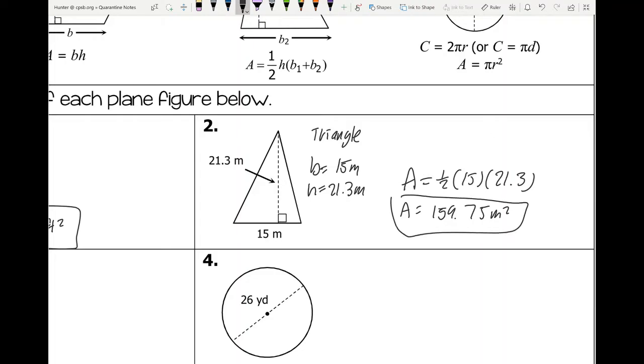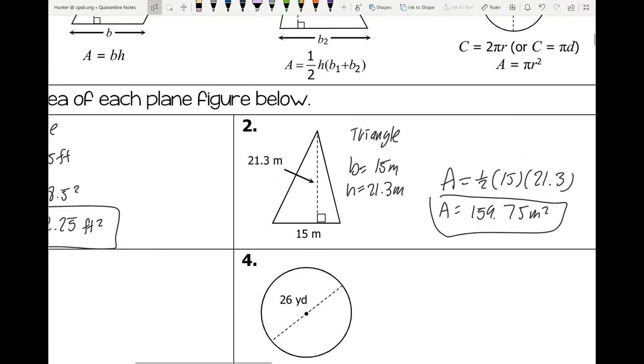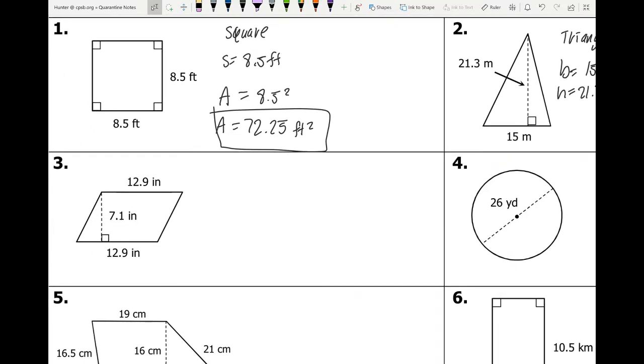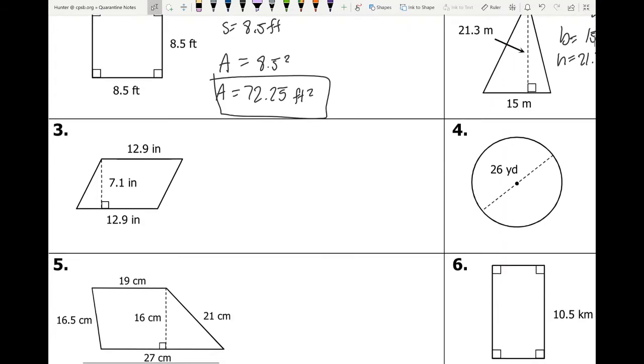All our units for area are something squared, because that's how area works. You're multiplying 2 units, like meters times meters, which gives me meters squared. That's why we have meters squared for all our units.